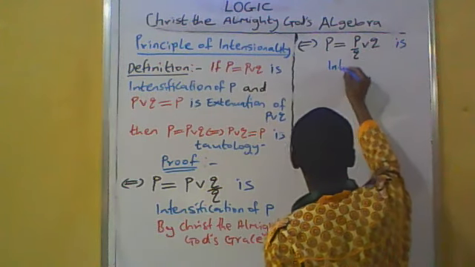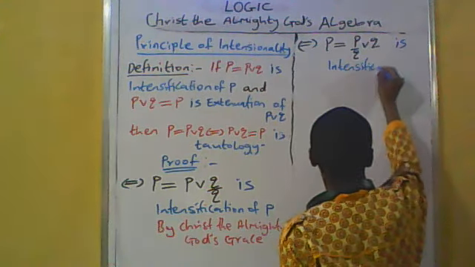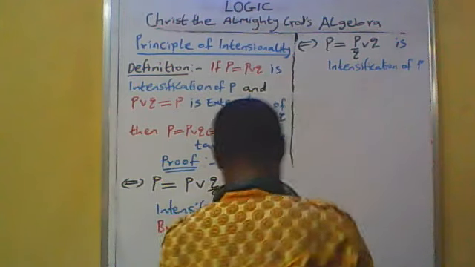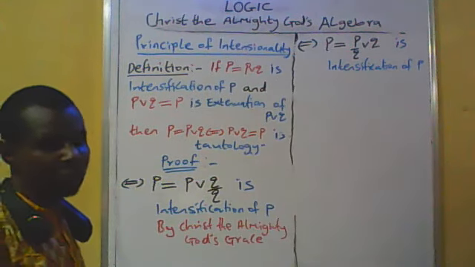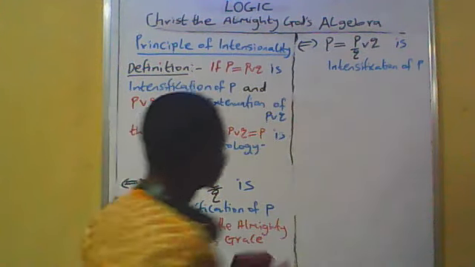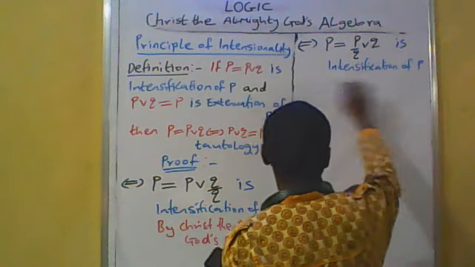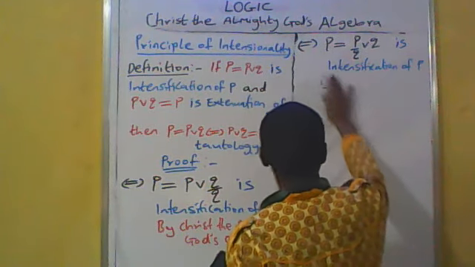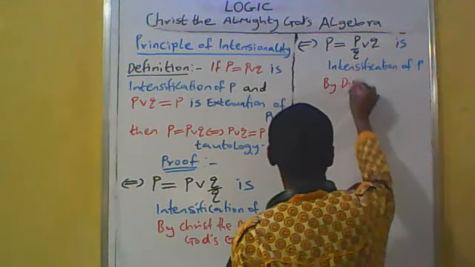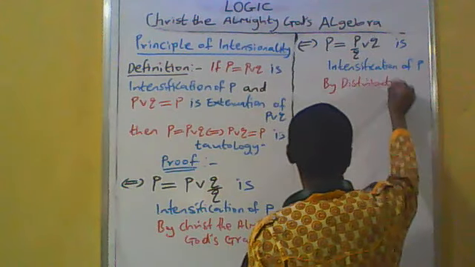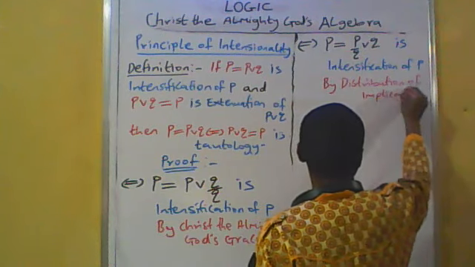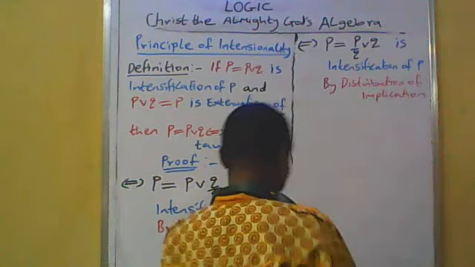Intensification of P, being justified by distribution of implication, because this implication is what is linked to this P. So we say that it's being justified by distribution of implication.